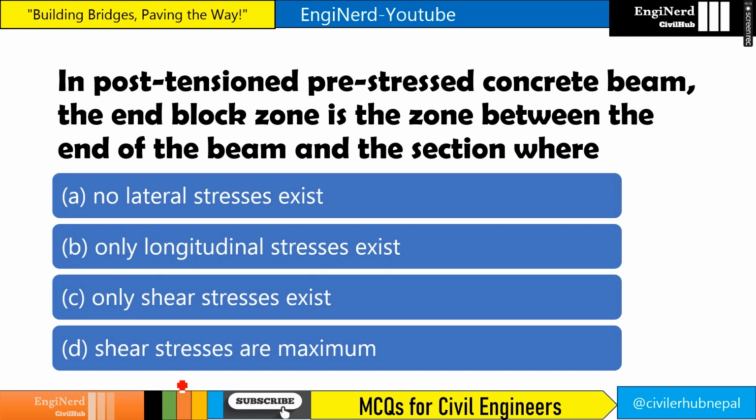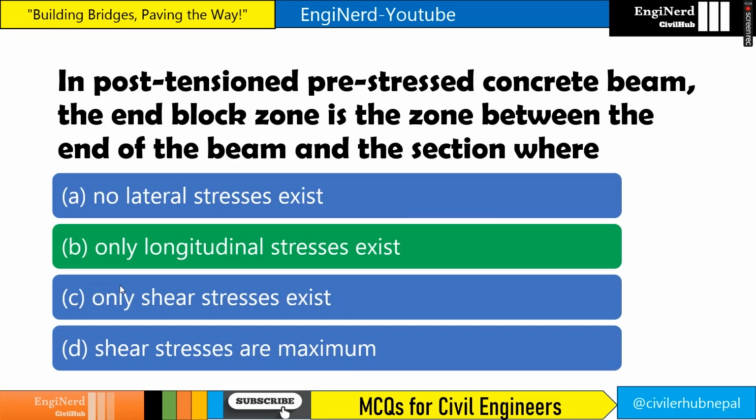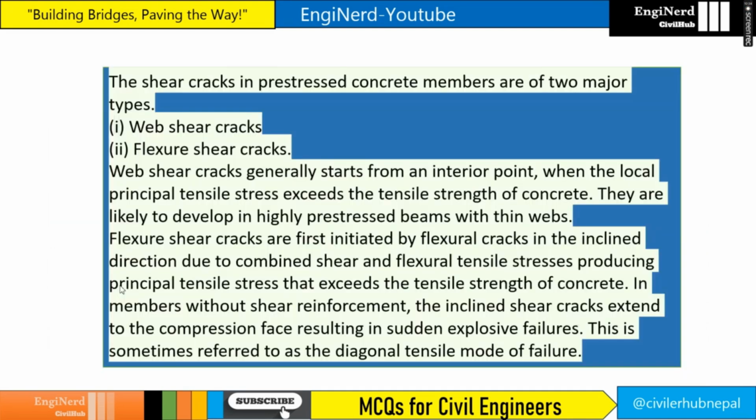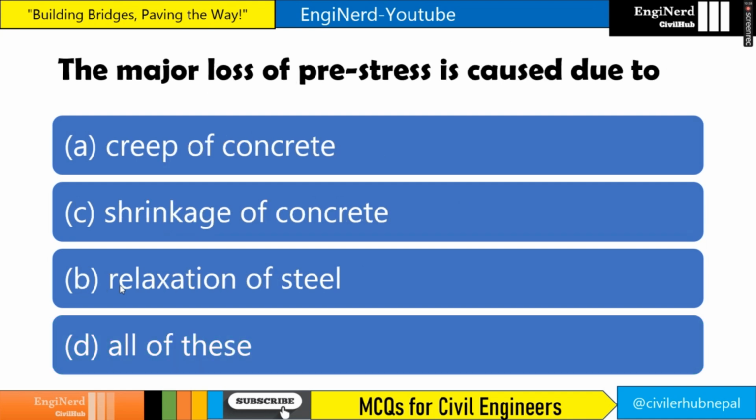Next is, in a post-tensioned pre-stressed concrete beam, the end block zone is the zone between the end of the beam and the section where only longitudinal stresses exist. Okay. Next question. The propagation of a shear crack in a pre-stressed concrete member depends upon the shape of the cross section of the beam. Next is, the major loss of pre-stress is caused due to. So major loss is caused due to this A, this is B, this is C, and this is D. All of these is our answer.